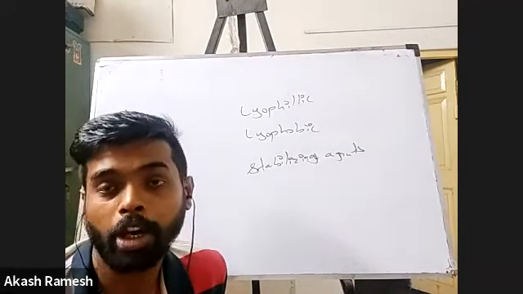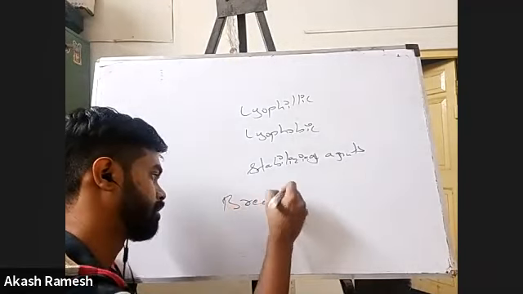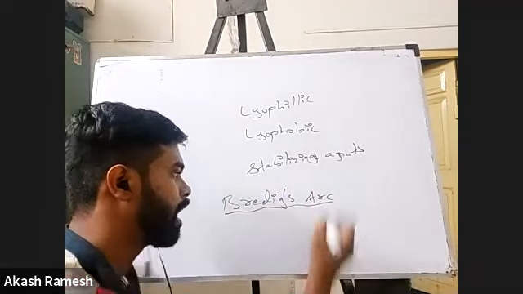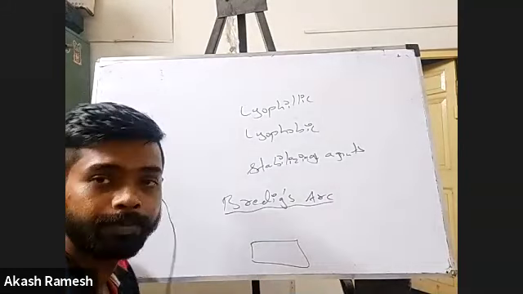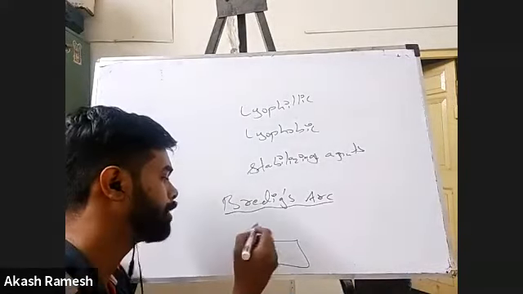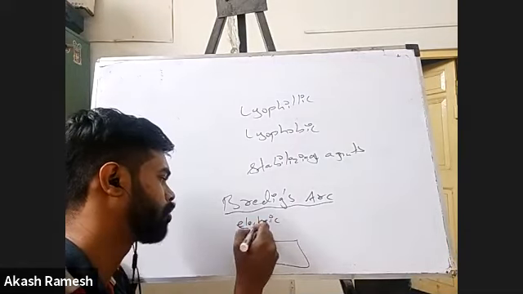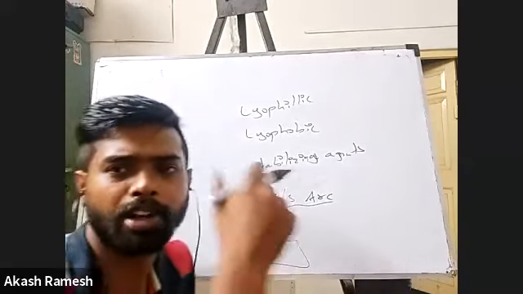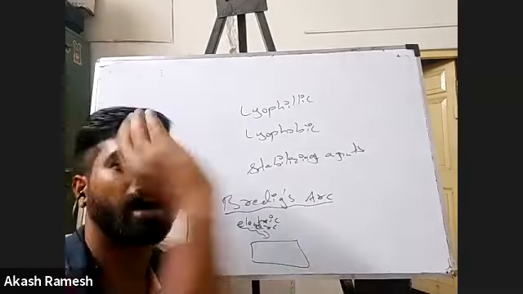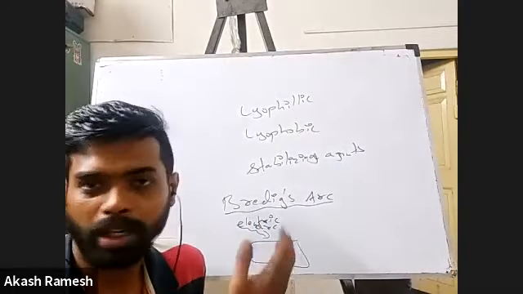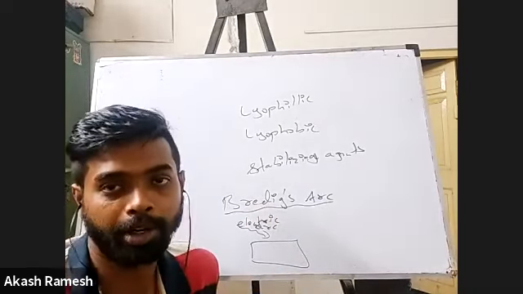The second one is Bredig's arc method. It's very simple. What you have to understand is I have a metal, and I'm going to give an electric arc. Basically an electric pulse, a very strong electric voltage, is what I'm going to give. Why do I call it an arc? It's like an arc cutting it. Anyway, a strong electric voltage pulse is what I'm going to give.